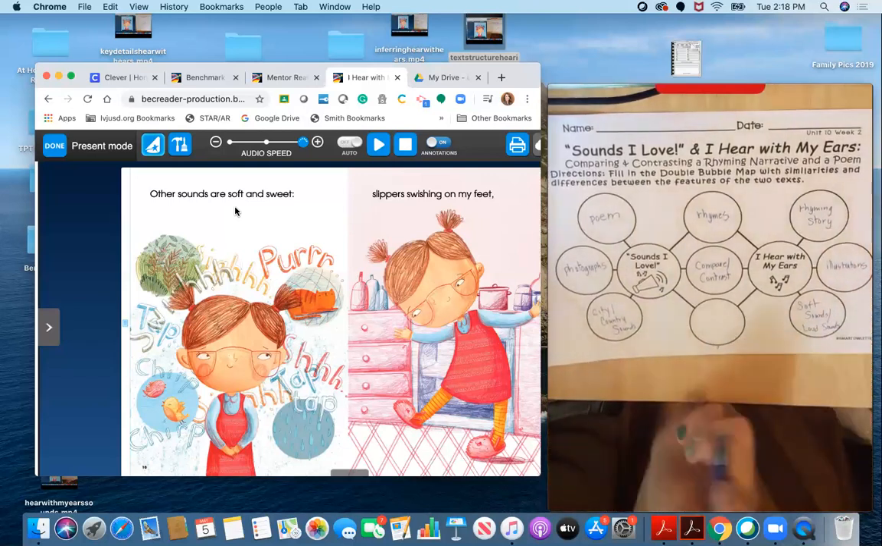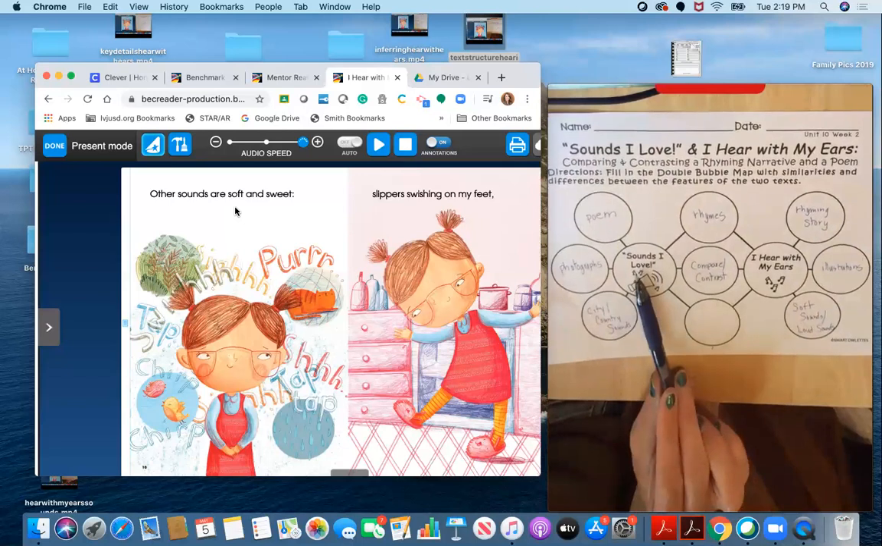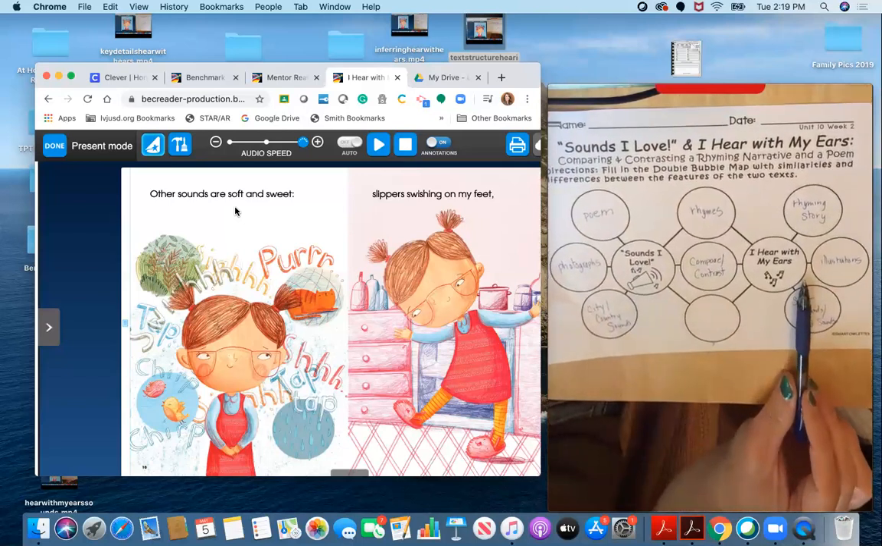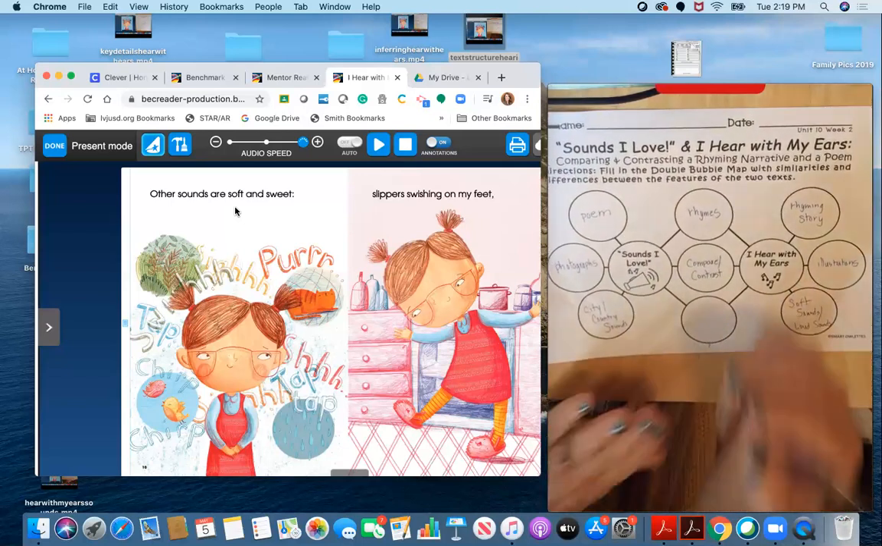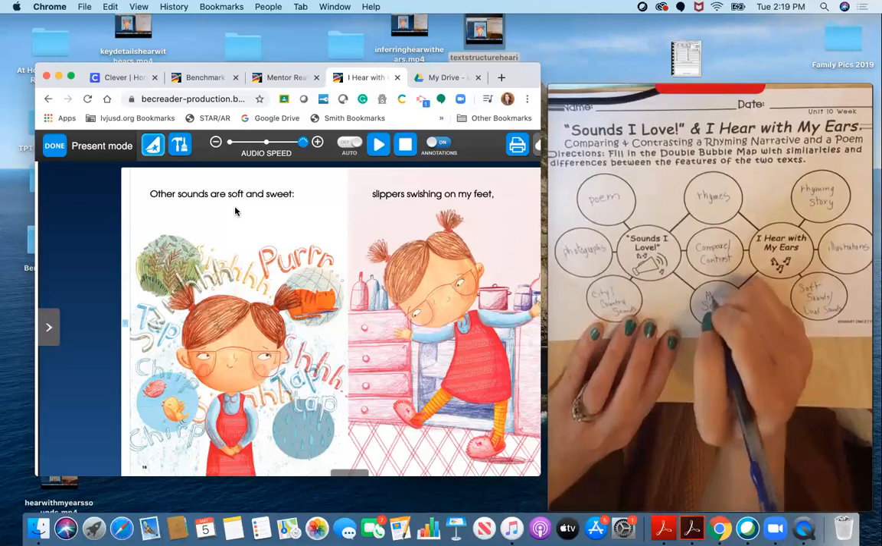Okay, and then what were both texts about, you guys? Sounds I Love, I Hear with My Ears. This goes back to the theme of our unit, which is sound and light. Both of these texts were about sound.